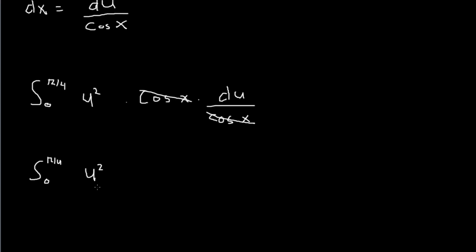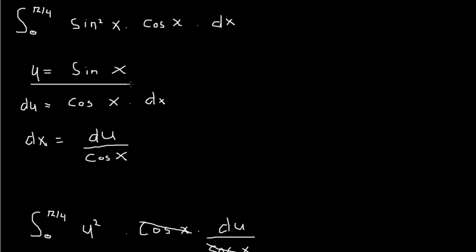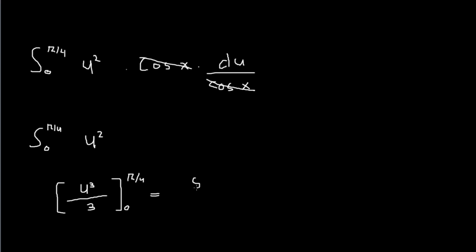So now we are going to integrate this. The integration of that is going to be u to the power of 3 divided by 3, from 0 to pi/4. Now we are going to insert our u back, which is sine x, into the original equation. So it's sine x to the power of 3, divided by 3.